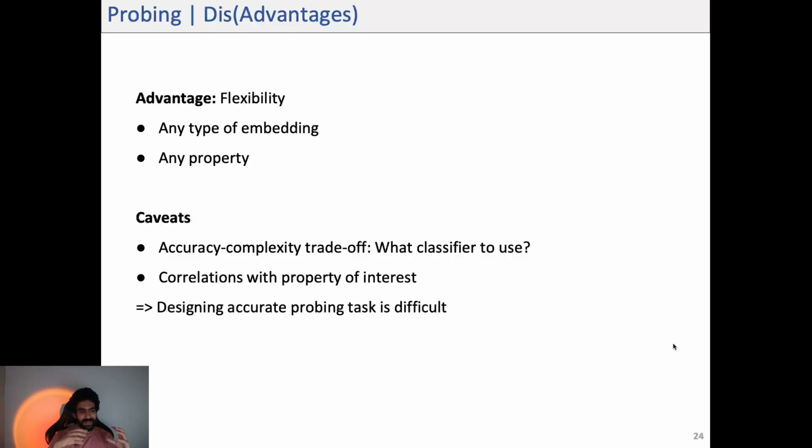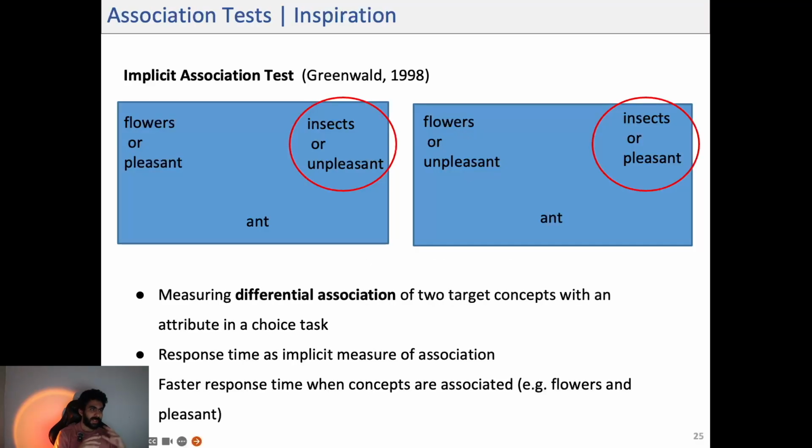So overall, designing a good probing task isn't really that trivial. It requires careful thought about what we're measuring and how we are interpreting the results. All right, let's step into the world of social psychology for a moment, because it actually has a lot to teach us about how to understand language models.